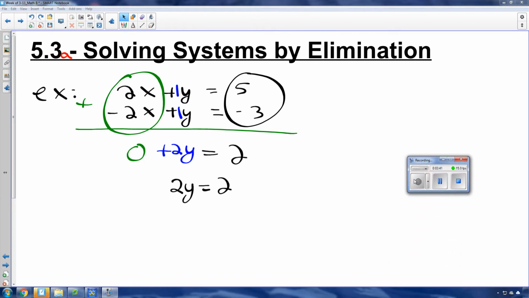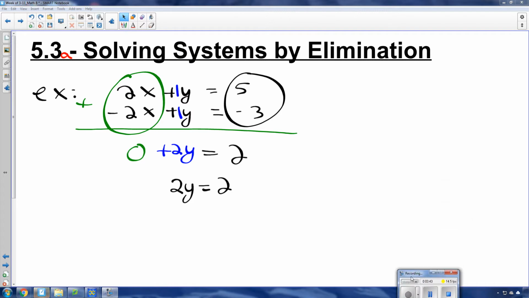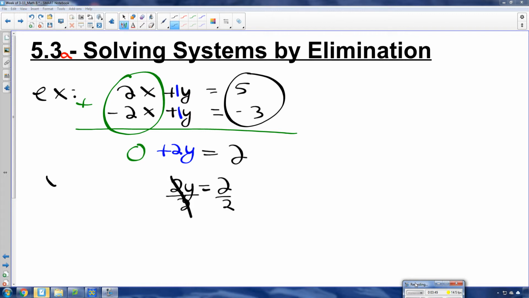Okay, so once you add the columns down, you're just going to solve that new equation. All I'm going to do here is divide by 2, and I've got y equals 1. Now look at the two equations. You've got 2x plus y equals 5, and negative 2x plus 1y is equal to negative 3.